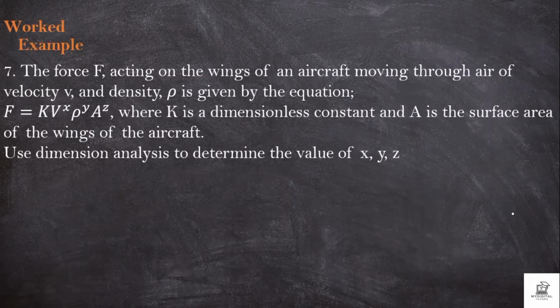So the last question here says, the force F acting on the wings of an aircraft moving through air of velocity v and density rho is given by the equation F equal to k v raised to power x, rho, the density raised to power y, A raised to power z. And A is said to be the surface area of the wings of the aircraft.